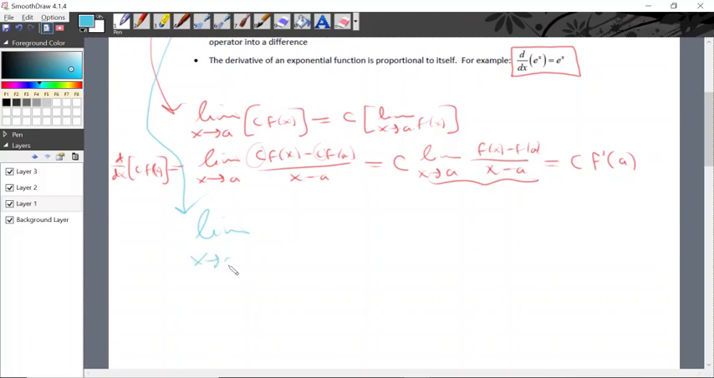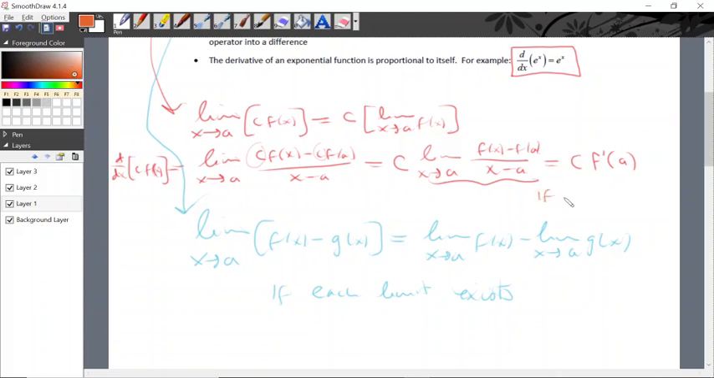So if we had something like the limit as x goes to a of f of x minus g of x, for instance, we already have established from limit laws that this is the same as the limit as x goes to a of f of x minus the limit as x goes to a of g of x. And this is true if each limit exists. Just as up here, this statement was true if f prime of a in fact exists, as that limit.